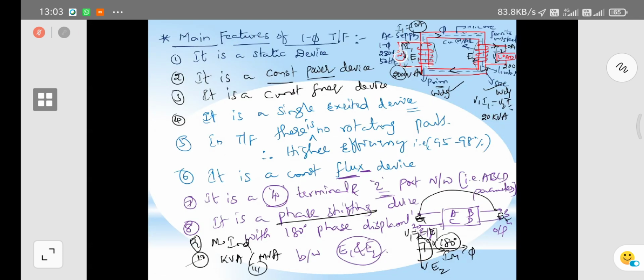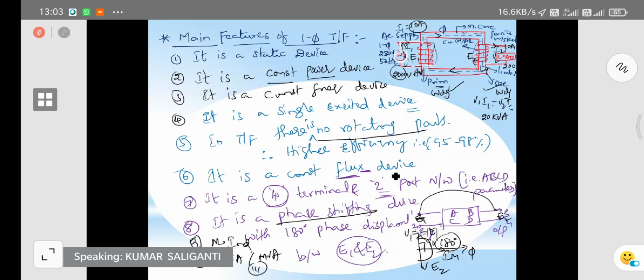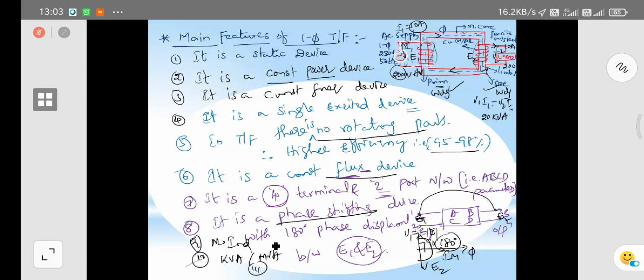It is a single excited device. There is only one source needed to excite both windings. In a transformer, there are no rotating parts, so higher efficiency, 95 to 98%. It is a constant flux device. It is a 4-terminal 2-port network. It is a phase shifting device with 180 degrees phase displacement.